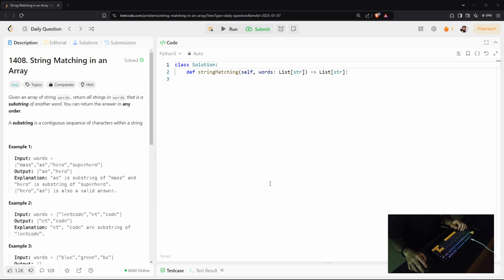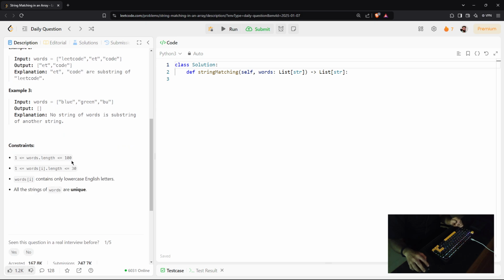Alright guys, welcome back. Today we're gonna solve day 7 of our daily LeetCode challenge, and the question is string matching in an array. Now this question can be a medium or a hard if we try to do it using the algorithm we are supposed to use, which is the KMP algorithm. However, since this is an easy question and the length of the words is already in the range of 100, a brute force method can also be applicable.